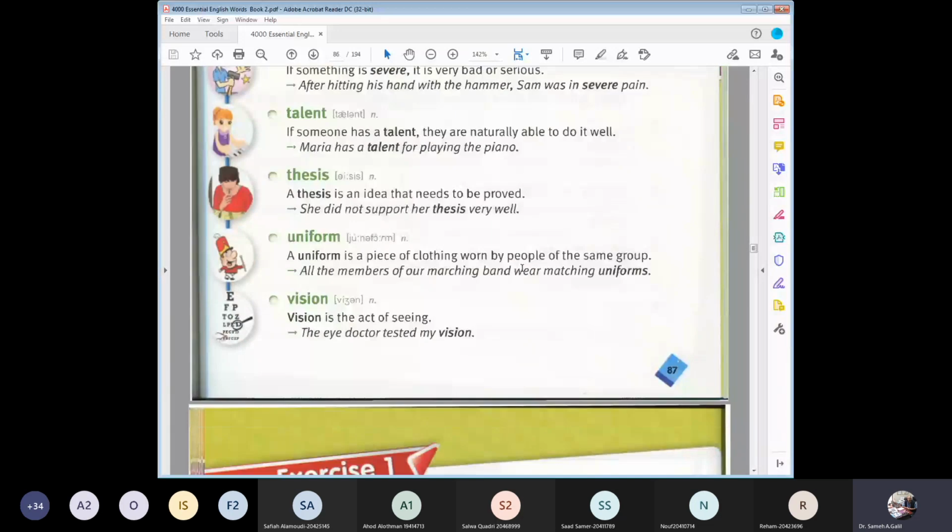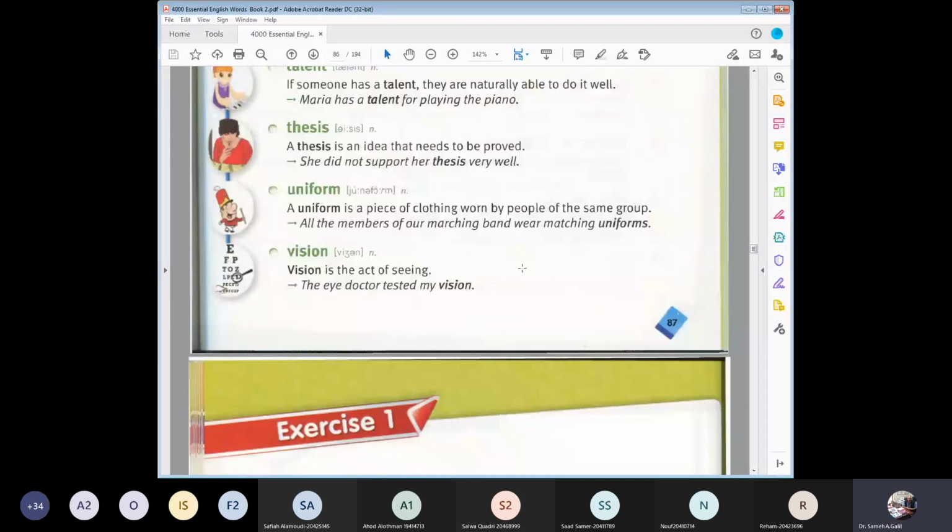And then we have the word thesis, and thesis is an idea that needs to be proved. So you're saying, for example, that the Arab Open University is a good university. This is an idea, and you need to prove it by perhaps talking about the curriculum, the teachers, and so on. So she didn't support her thesis very well. This is also what we use when we write essays. We introduce a thesis. We introduce an idea, and then we try to prove the idea.